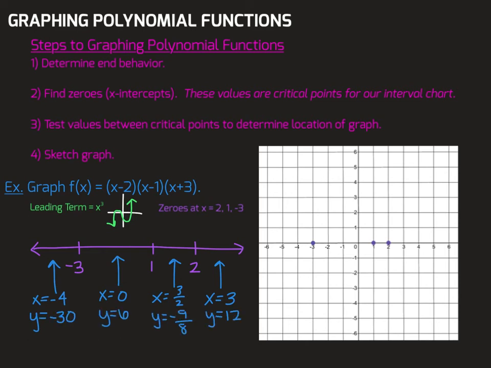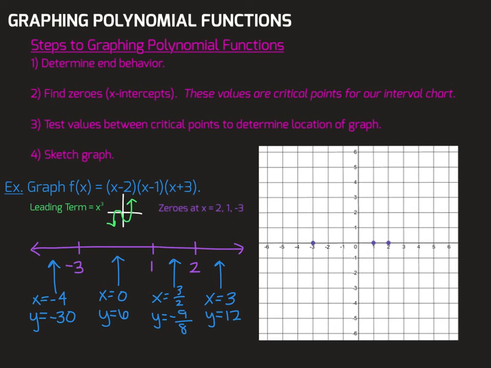Hopefully these are the values you got. Y equals negative 30 when you plug in negative 4 for x, y equals 6 for our y-intercept, y equals negative 9/8 when we plugged in 3 halves, and lastly y equals 12 when we plugged in 3. What does this help us with? Well, because we know the x-intercepts, we know that the graph will not cross the x-axis any other time.